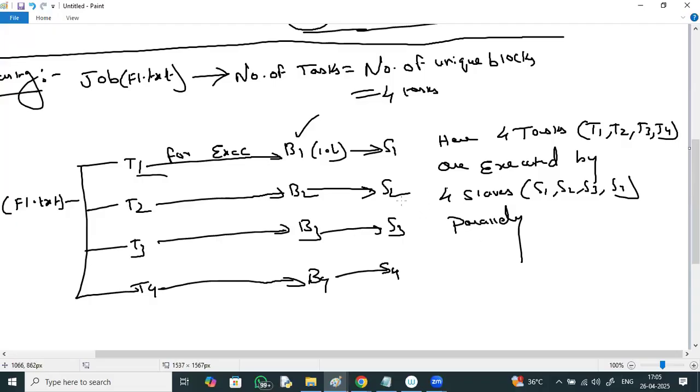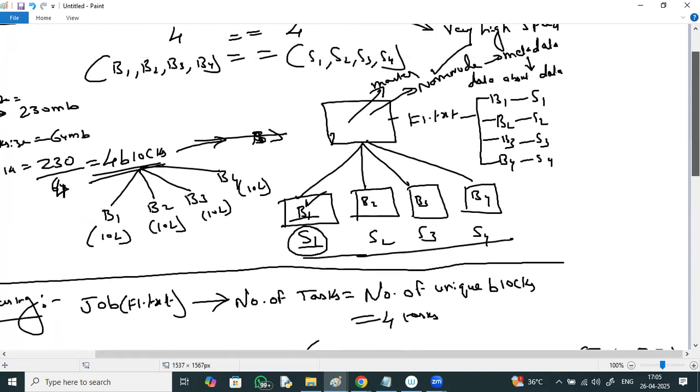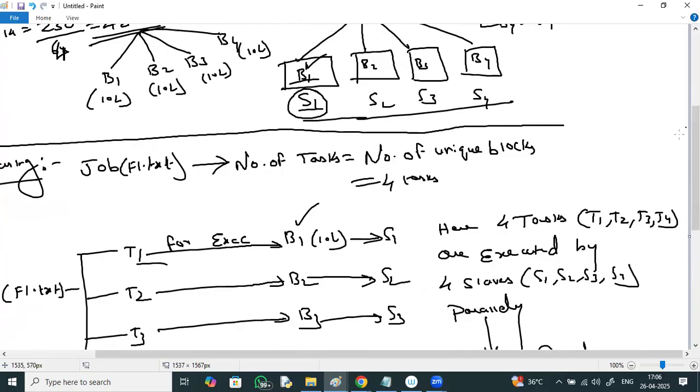None of the tasks is in the waiting state. All 4 tasks are executed by 4 slaves parallelly. That's why you are able to see high speed. If the job is divided into tasks, then they can be executed parallelly and you can see high speed. Just like in building construction, if you divide a job into tasks and distribute it across multiple labors, they will be working parallelly. You can achieve high speed.